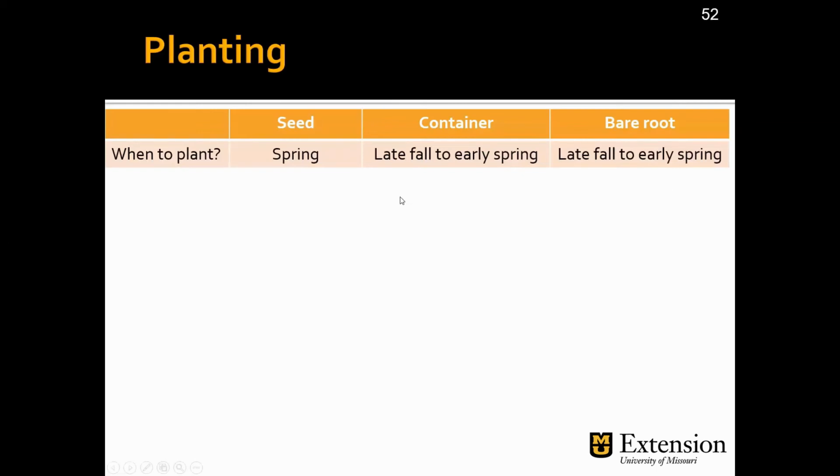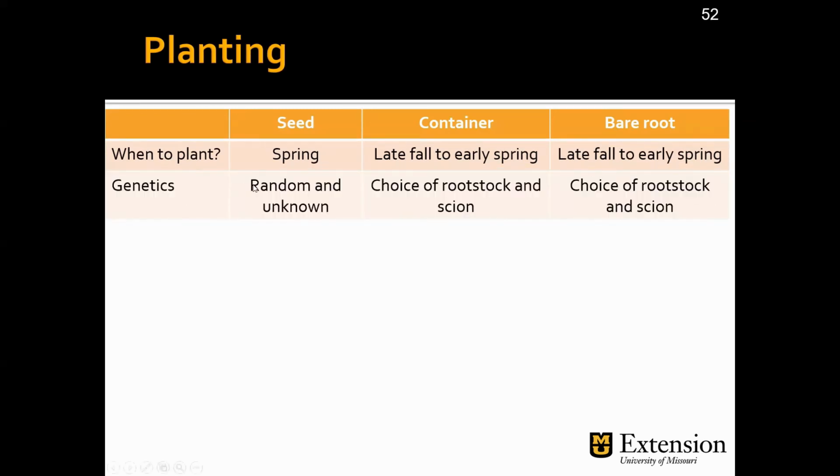When to plant? The seeds, you want to plant them in the spring, and then the transplant is going to happen late in the fall or early spring when you're doing containers or bare rootstock for most of the tree-based crops, fruit crops. Now with the seeds, the thing is that you're going to get random genetics. You don't know what variety it's going to be because some of them are cross-pollinated, and it's going to be different. And when you're buying a container or a bare rootstock, you know what you're getting.